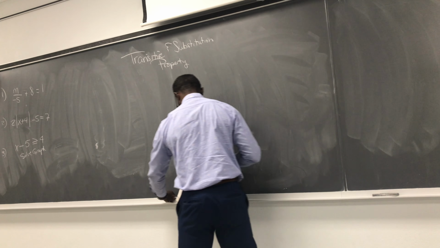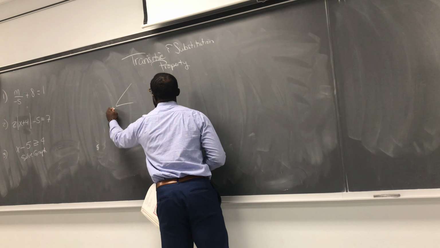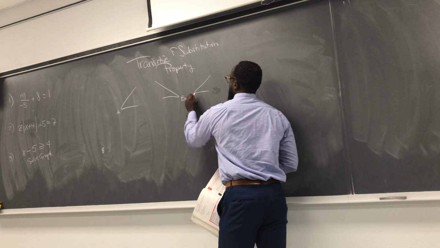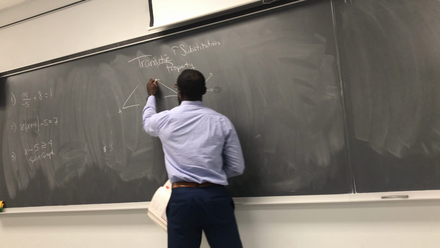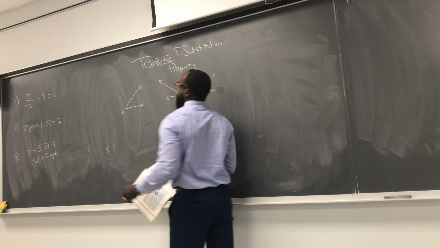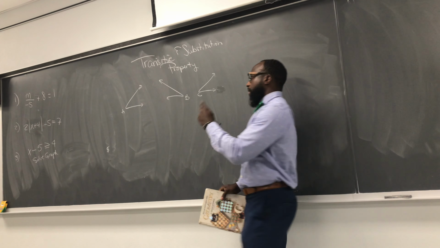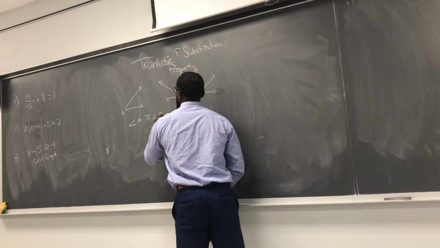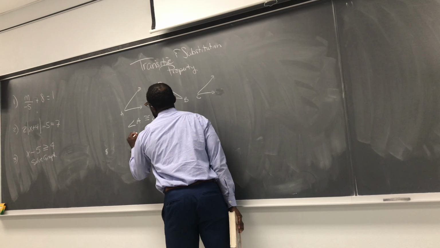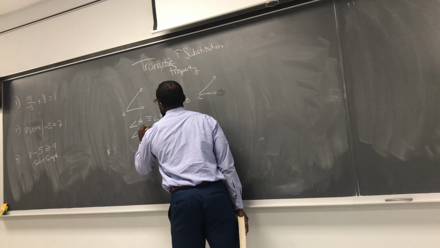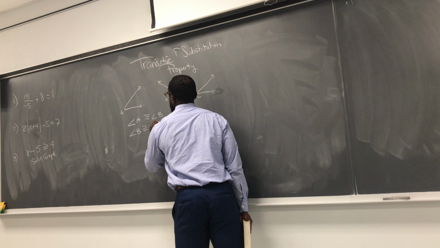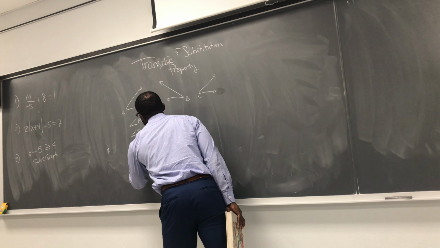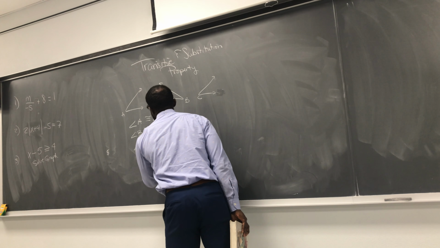If we use angles, we got angle A, we got angle B, and we got angle C, right? Transitive property says this. If angle A is congruent to angle B, and angle B is congruent to angle C, then by transitive property, angle A and angle C are congruent.